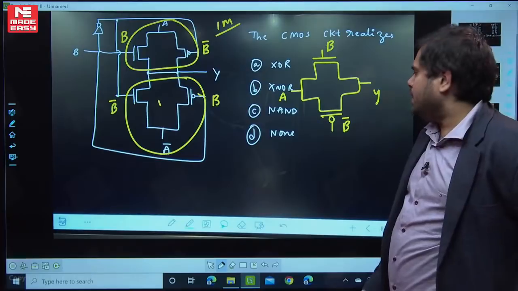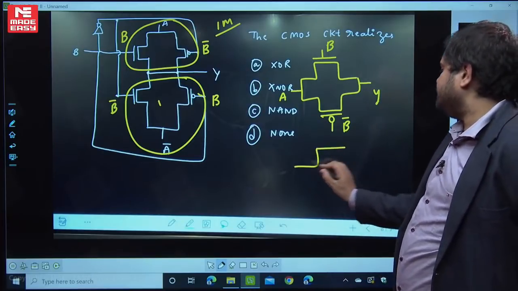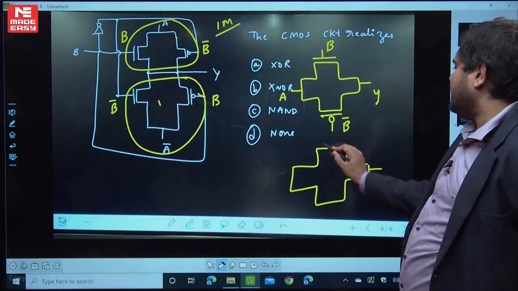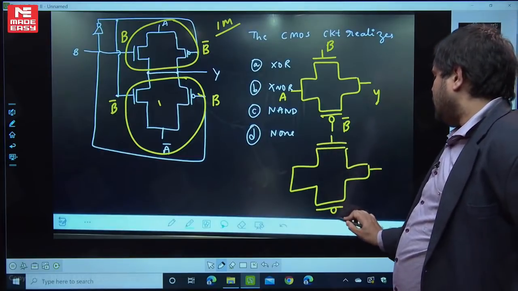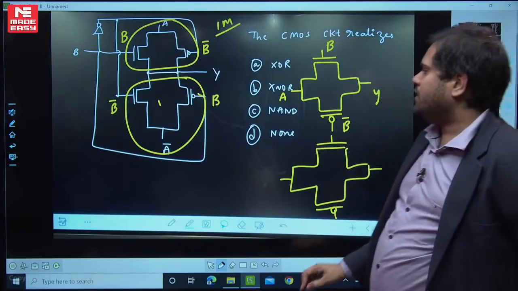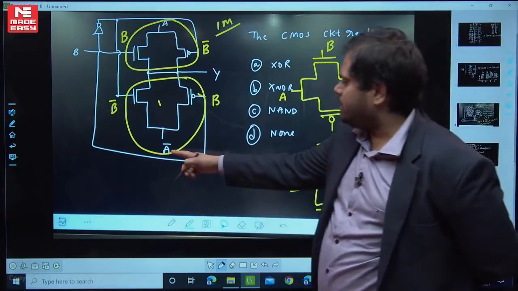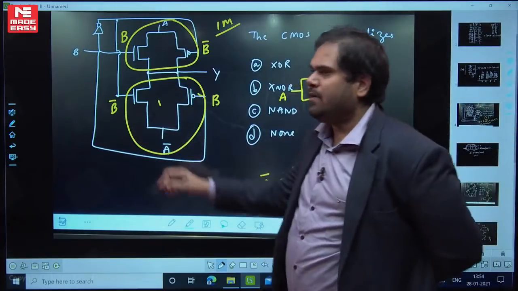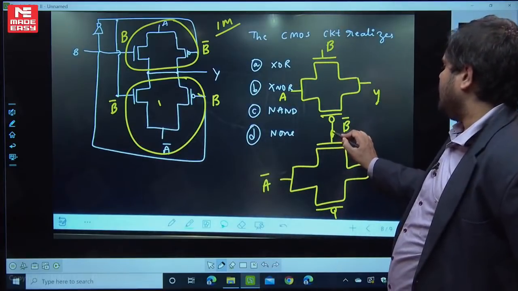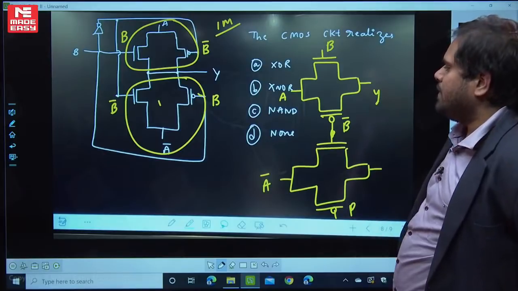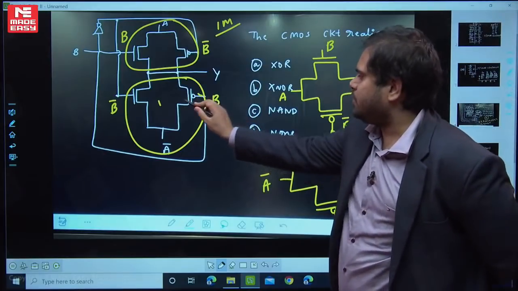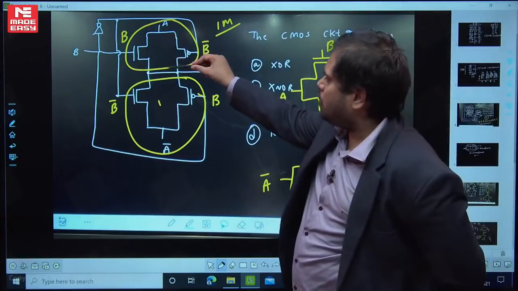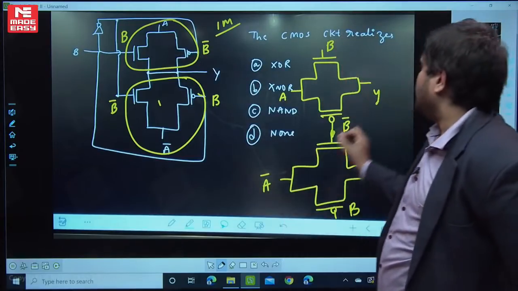Similarly, this is one more transmission gate. Now what is connected here? A bar is connected here, and here NMOS has B bar, and the PMOS of this transmission gate has B. And what is happening? Both are having a common output.